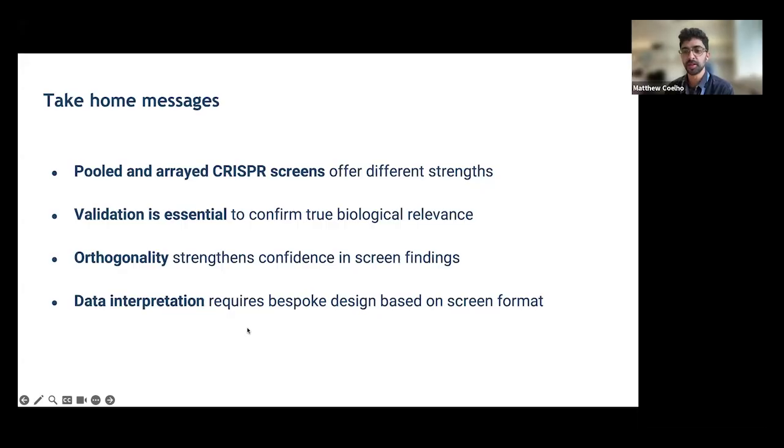I think there's one more question, and then we can call it at that. In the chat: would a pooled activation screen be useful or applicable to cancer drug resistance study? Yeah, I would say absolutely is the simple answer. I imagine probably people are doing this. It would be completely applicable.